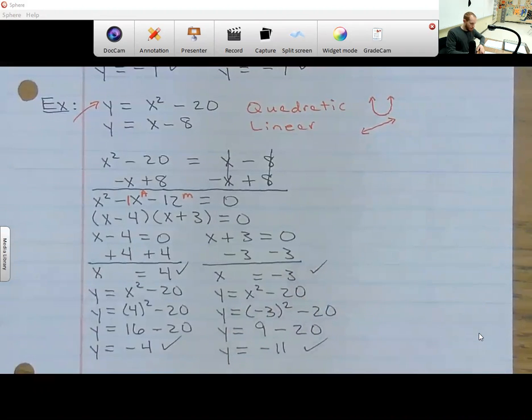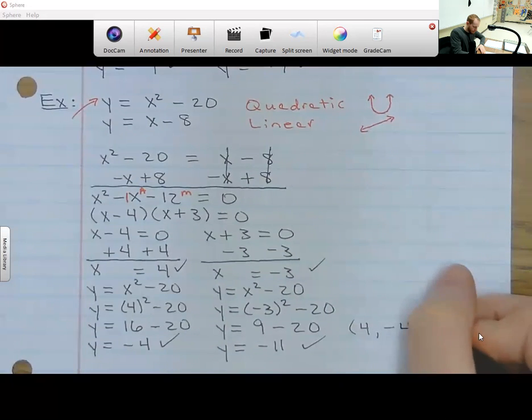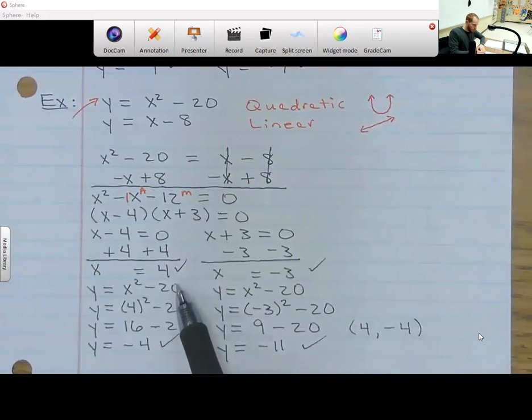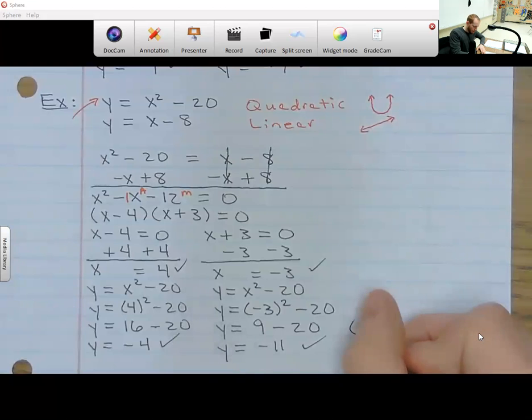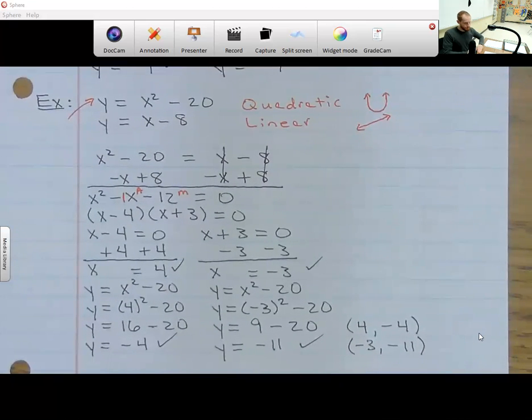Okay. So now I've got my x values and my y values. I can write my ordered pairs. So the first one is going to be 4, negative 4. I'm putting this x value with this y value. And then over here, the negative 3 is going to go with the negative 11. And that's it. And you would have gotten the same thing if you had plugged back into the bottom equation. So it doesn't matter which one you plug back into. Just as long as it's one of the originals, you should be fine.